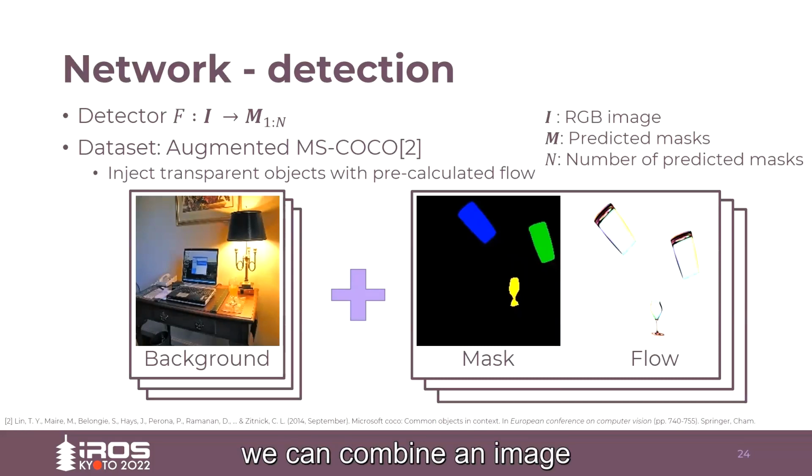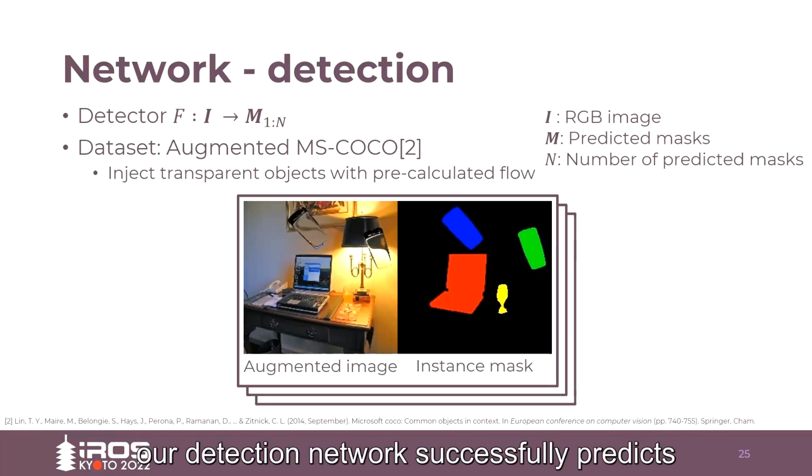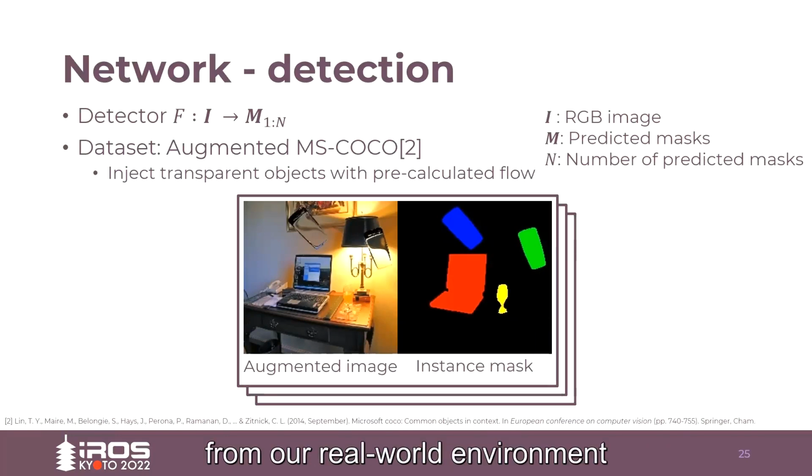For example, we can combine an image with a single laptop with multiple transparent objects and transform it into an image with 4 objects, 3 of them being transparent. Trained on this dataset, our detection network successfully predicts instance masks from our real-world environment.